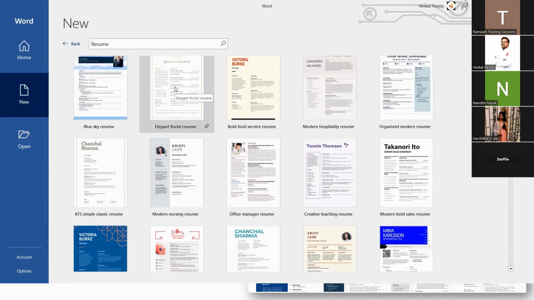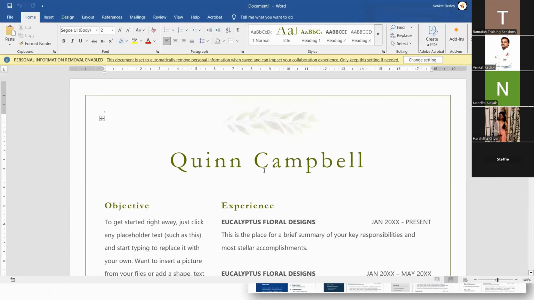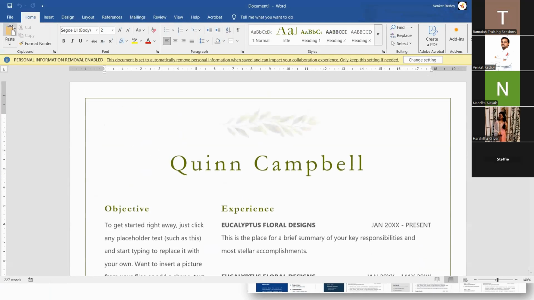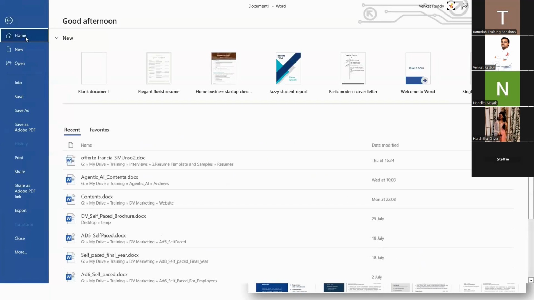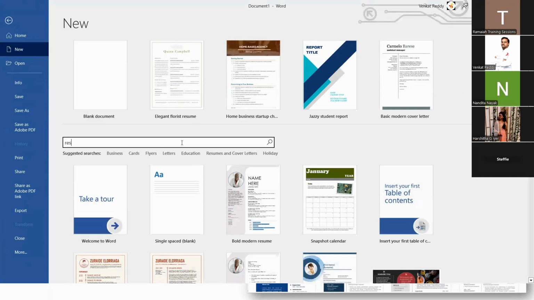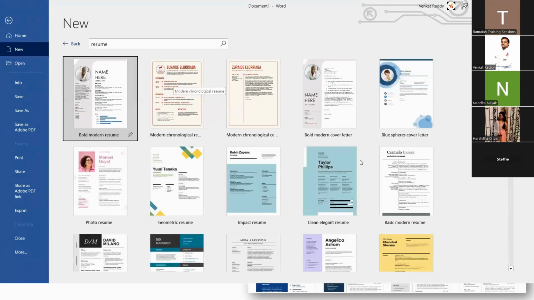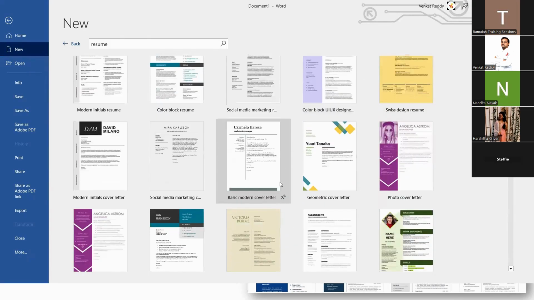Let's say this is something that I want to modify. If I say create, it will look like this. So definitely we will not use this one. Let's say again, I'll go to New and then I will say resume. Within this, I will try to select something that suits our requirement.